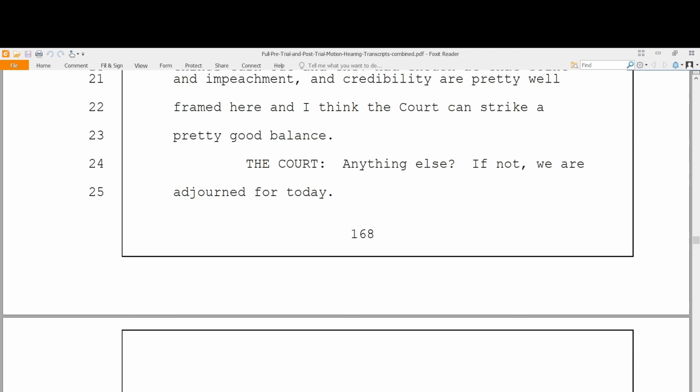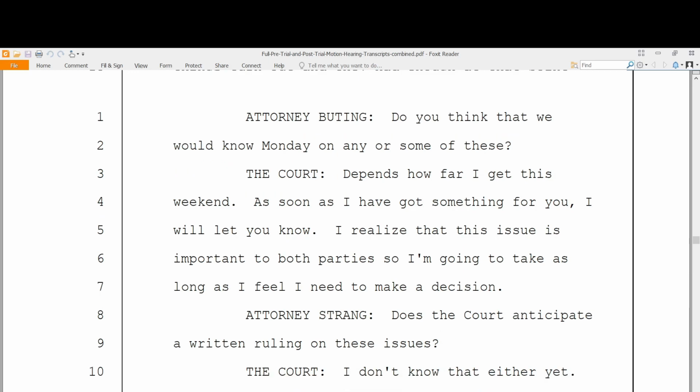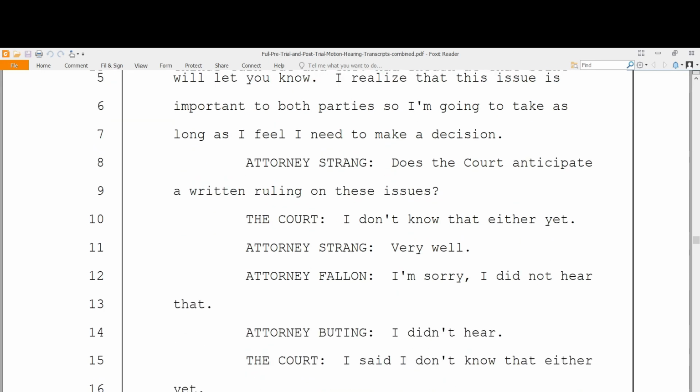The court: Anything else? If not, we're adjourned for the day. Attorney Buting: Do you think we would know by Monday on any or some of these? The court: Depends on how far I can get this weekend. As soon as I've got something for you, I will let you know. I realize that this issue is important to both parties, so I'm going to take as long as I feel I need to make a decision.